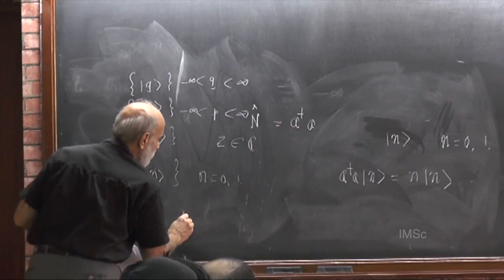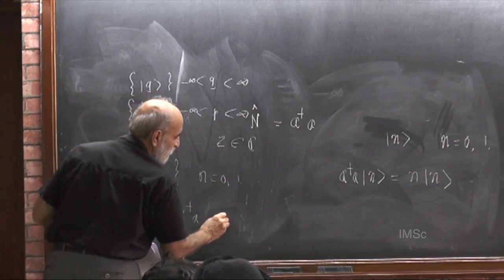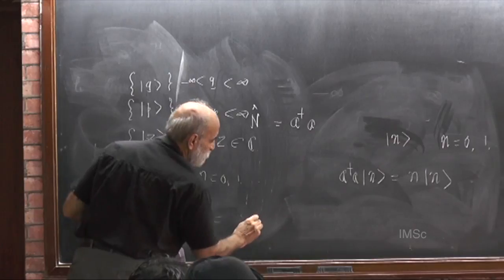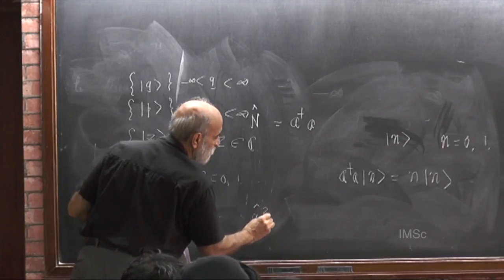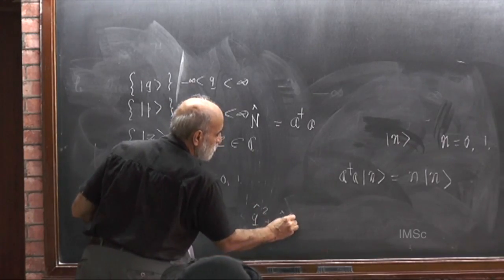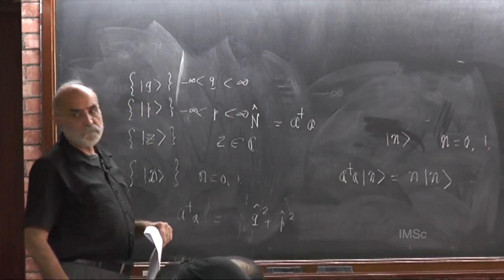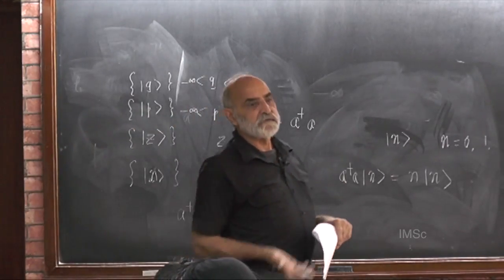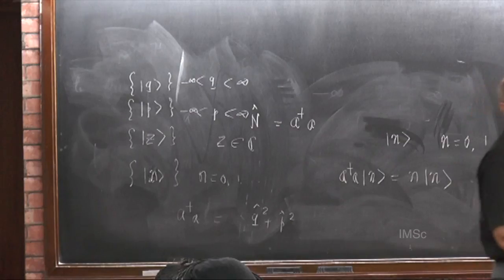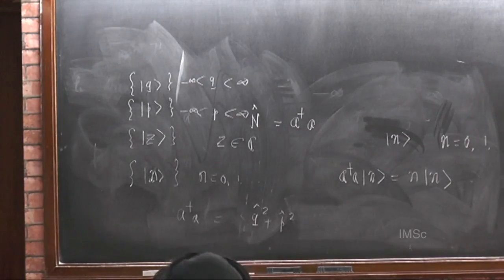The operator A dagger A, for example, is related, up to a constant, to q hat squared and p hat squared. So, quadratic operators. Of course, you can go on considering more complicated operators built out of q hat and p hat and investigate their properties if you wish to do so.